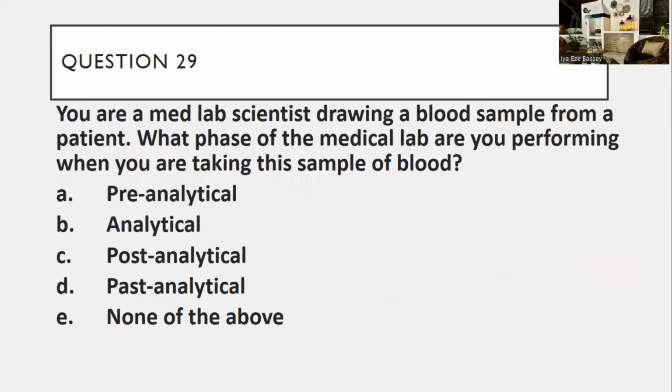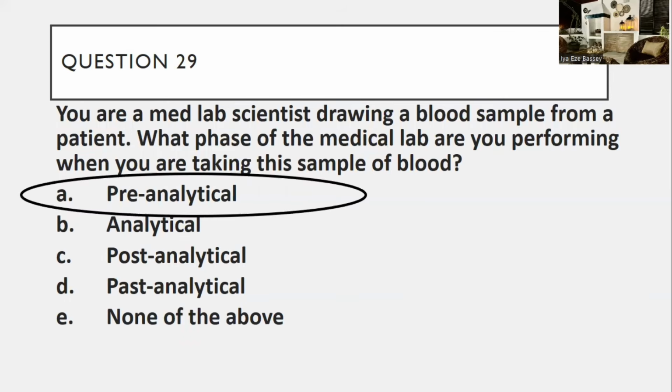E is correct. Question 29, you are a medical laboratory scientist and you're drawing a blood sample from a patient. What phase of the medical lab are you performing when you're taking the sample of blood? Is it A, pre-analytical, B, analytical, C, post-analytical, D, post-analytical, E, none of the above. It is usually pre-analytical. Anything you do before analyzing the sample is in the pre-analytical phase.